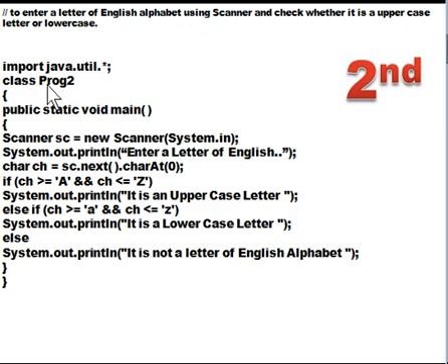Then the class declaration as program number 2, public static void main, and the body of the main method starts. Again, I have created the object of the scanner class. I hope you have understood that in order to use the method of the scanner class, you have to create an object, because without the object you cannot use the method. Then a message is displayed on the terminal window asking the user to enter a letter of the English alphabet.